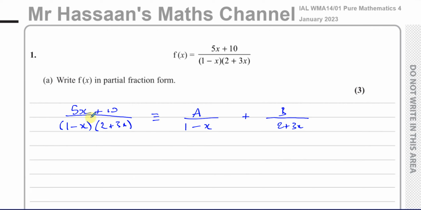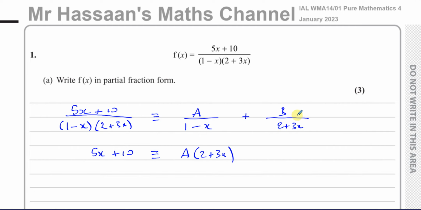this is an identity. This is exactly the same as that. So if I get rid of the fraction from this whole identity by multiplying both sides by the denominator, which is 1 minus x times 2 plus 3x, on this side I'm left with 5x plus 10, and that's identical to this side. Now if I multiply this by 1 minus x times 2 plus 3x, the 1 minus x's cancel, and I'm left with A times 2 plus 3x.